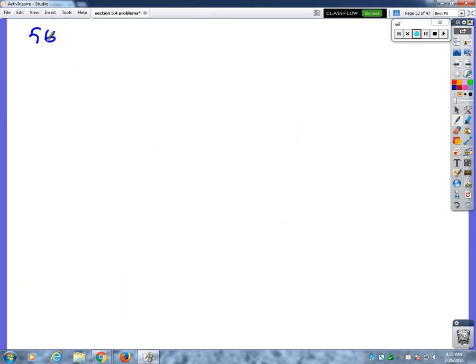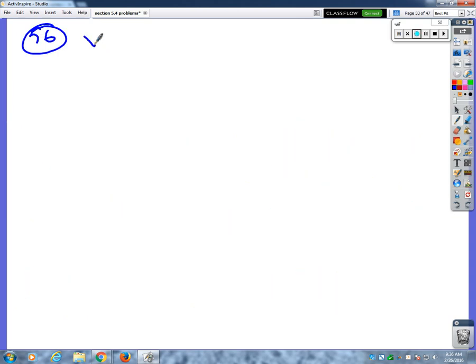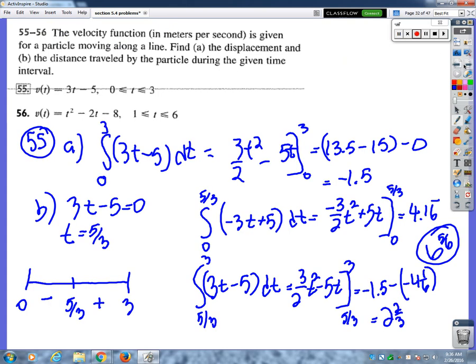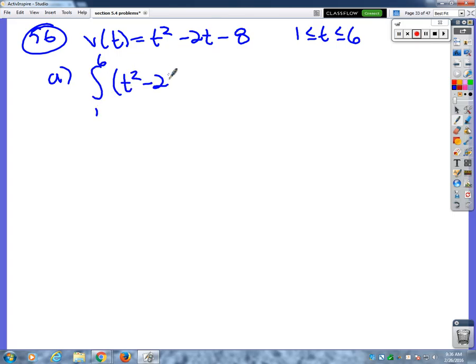Okay, so 56 says V of t equals t squared minus t minus 2t minus 8. And for this one, we're going from 1 to 6. Okay? So the first part, part A, is easy. You just do the antiderivative of this and evaluate it from 1 to 6.